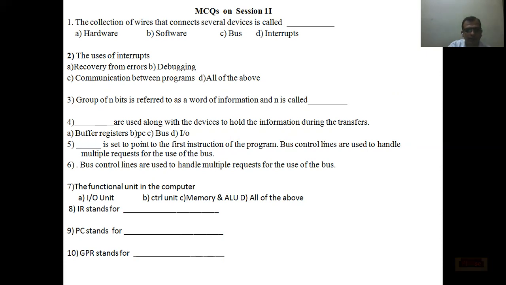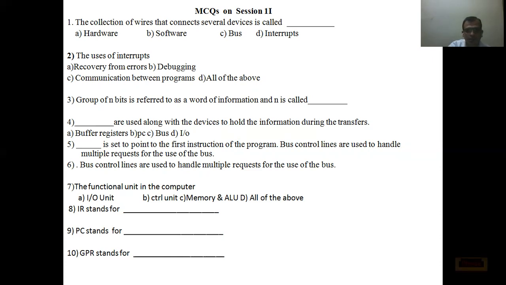The next question: dash is set to point to the first instruction of the program. That is nothing but the program counter. The program counter actually points to the address of the next instruction, but initially it starts with the first instruction. So the answer is program counter. The next one: the bus control lines are used to handle multiple requests for users of the bus.